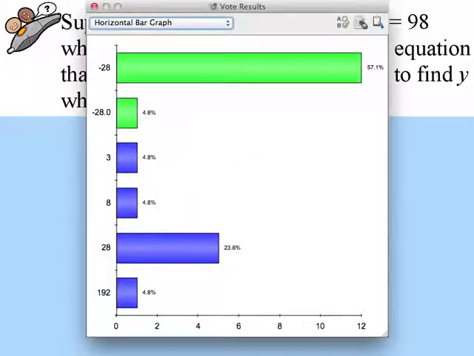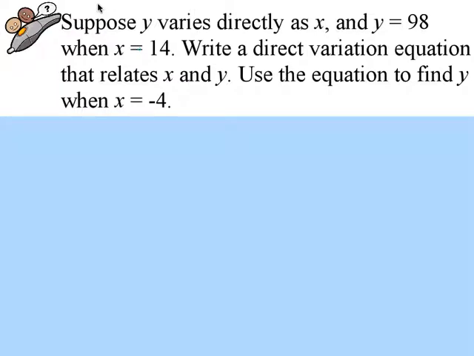And the answer is actually -28. Okay, for those of you that had 28, you probably just forgot that -4 sign. It's one of those things, just make sure that your negatives, you don't forget those. But other than that, not bad. You should have had, for a fraction, 14 over 98 equals -4 over y. So, one of those things that when you cross multiply and divide, you should get y to equal -28.